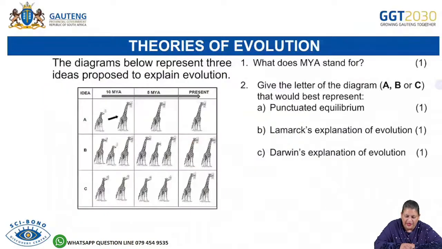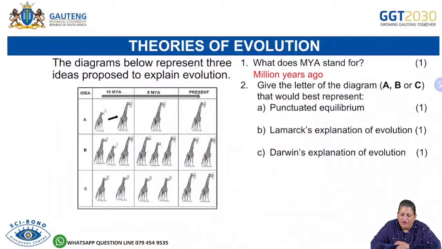That's gradualism. Okay. So here now, the theories of evolution, you can get a little picture like this or an illustration here. That is ideas A, B, C. Remember the 3 ideas: punctuated equilibrium, Lamarckism, right, and Darwinism by natural selection. So you've got to look at these pictures and associate them with those 3 theories. Right, let's see. What does MYA stand for? 10 MYA, 5 MYA, and present. It stands for millions of years ago. See?